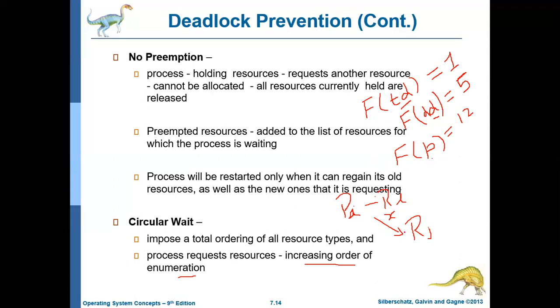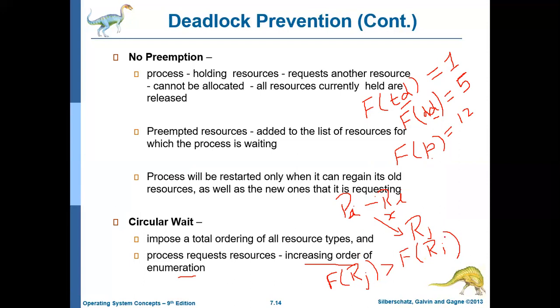only if f of rj is greater than f of ri. Otherwise, even if some instances of rj are available, it won't be allocated. Then the process should release ri, first take rj, and then take ri.